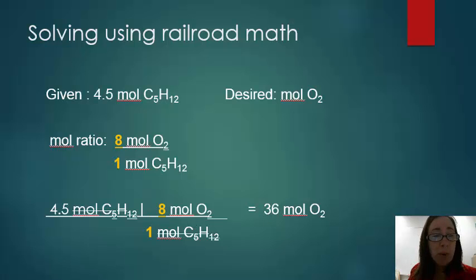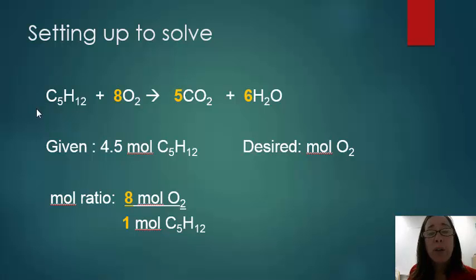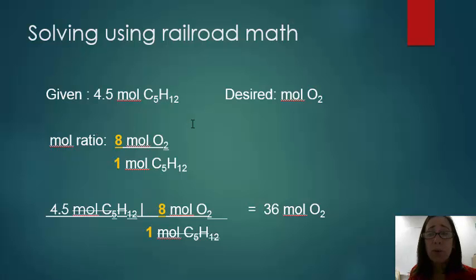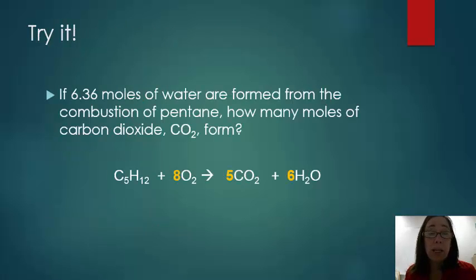So this makes sense. If I look at my balanced chemical equation, 1 mole of C5H12 requires 8 moles of oxygen. So if I'm starting with 4.5 moles of C5H12, it makes sense that I would get 36 moles of O2. If I had 4 moles of C5H12, 4 times 8 is 32. And if I had 5 moles, 5 times 8 would be 40, and 36 is right in the middle between 32 and 40. So this answer makes sense. It really is that easy. In mole-to-mole stoichiometry, you take moles of your given, multiply by the correct mole ratio, and you'll end up with moles of the desired chemical.